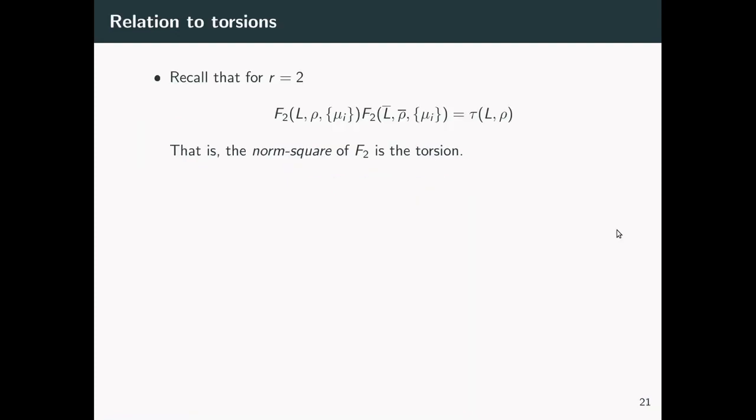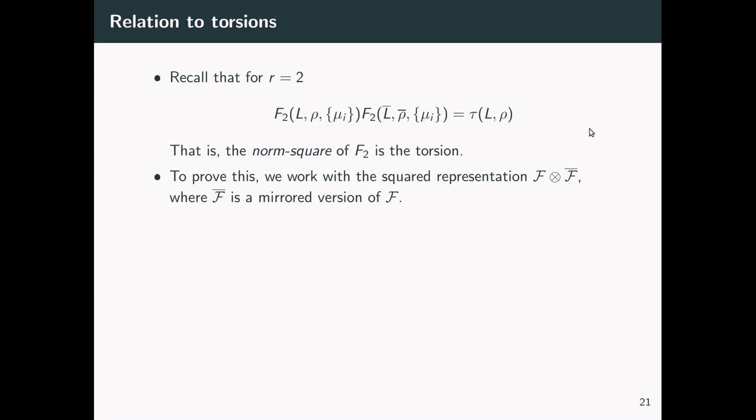So I mentioned before that it's related to torsion. I'll talk briefly about how to actually prove that. Remember that my result that I discussed previously is that if you pick r equals 2, the simplest case, and you take f2 of L times f2 of L bar, you get the torsion. You could call this like the norm square because this is something like f times f bar. It's like the complex conjugate, something like that. It's actually not the complex conjugate in this case, but okay.